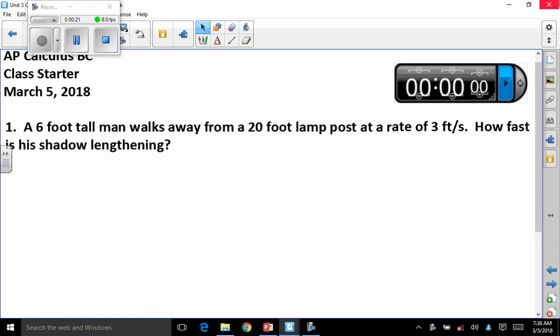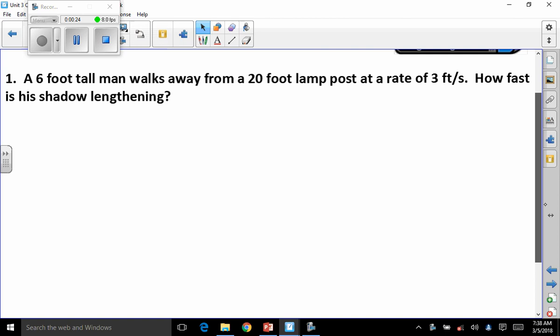Alright, so in your class starter, you've got two related rates problems that we're going to work through. And then today we're going to start our discussion of optimization, which is really just an application of the extreme value theorem, which you already know. So in our notes, we'll review that and then talk about optimization and work through some examples of that together.